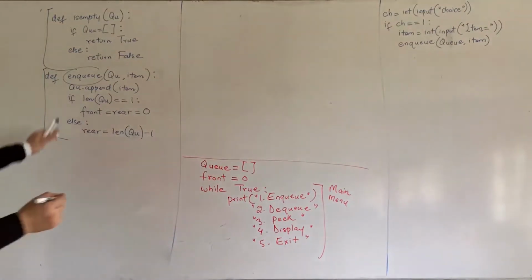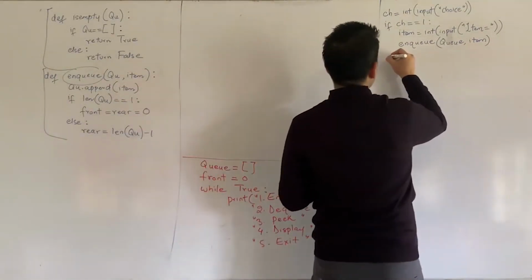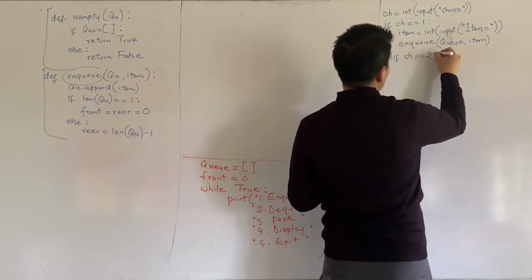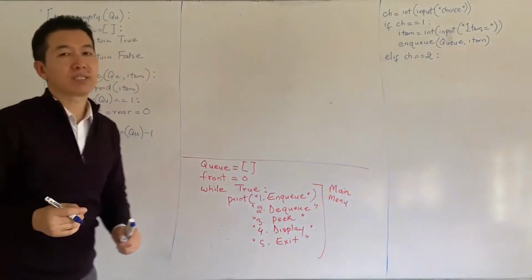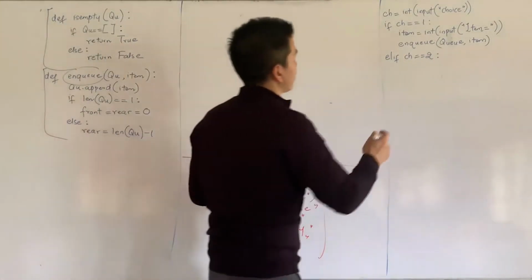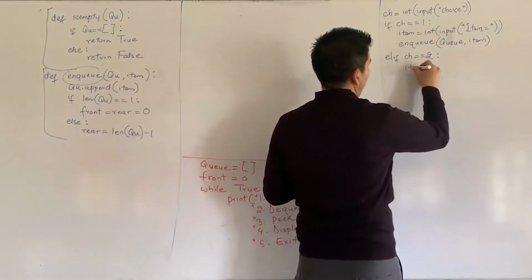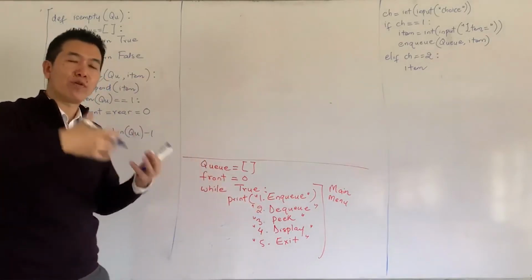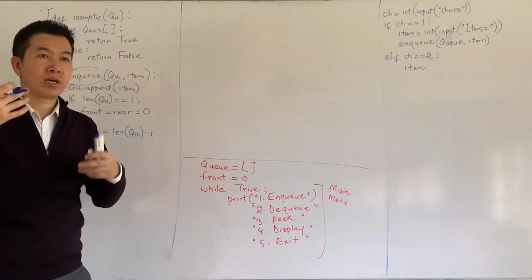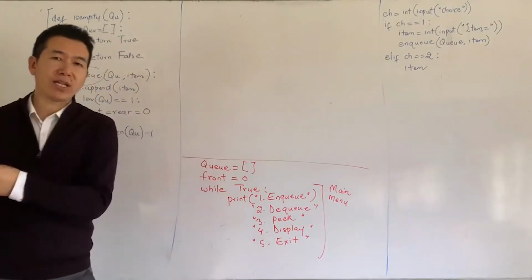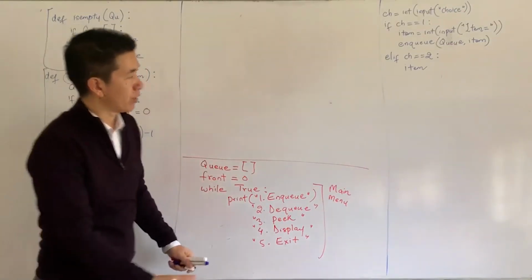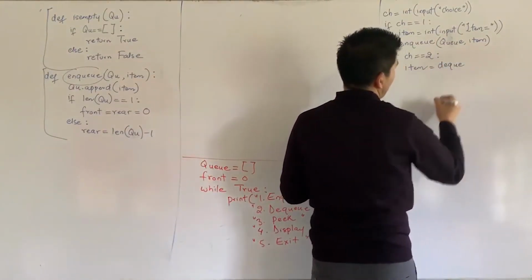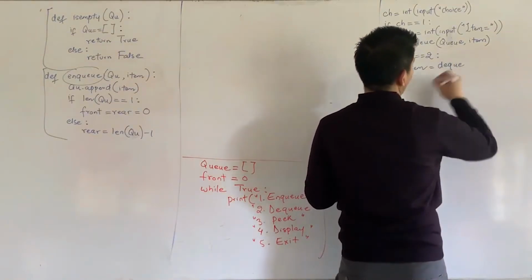And then, once I'm done with this, I now go for the next one. If the choice is equal to 2, then I am now looking for the DQ. DQ means I want to remove the element from the queue, and it has to happen right at the front, not at the back or the rear, right? So let's call the function, and the name of the function is DQ.